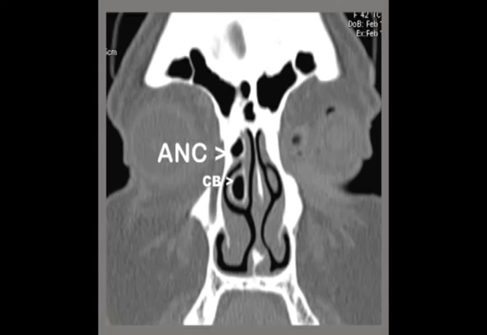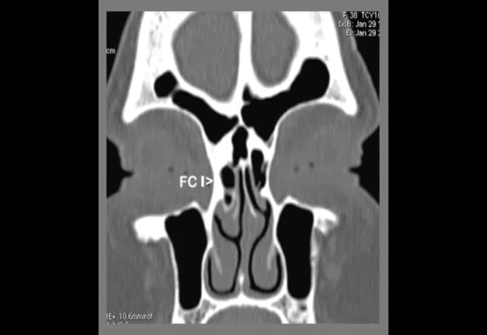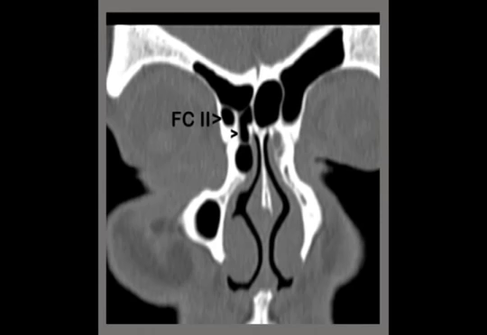and the CB, concha bullosa, in the middle turbinate. This is a classical type 1 cell. You can see that the cell is below the nasofrontal beak on the right side, and it's a bipartite agger nasi cell. So this is a classical type 1 cell.